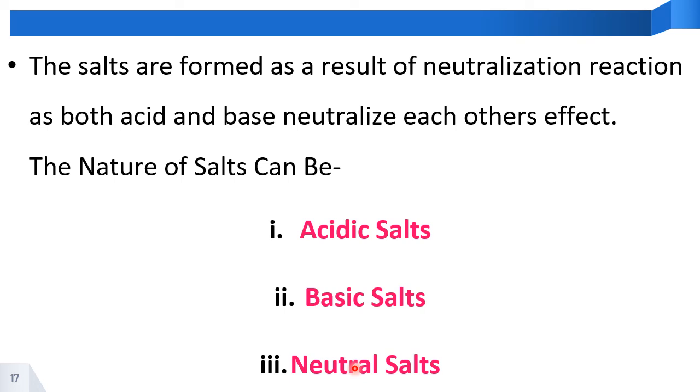In the same way, to get the neutral salt, we have to mix either strong acid and strong base, or weak acid and weak base. Both should be strong or both should be weak, so that the result is nil. Let us see with examples and with the chemical reactions.